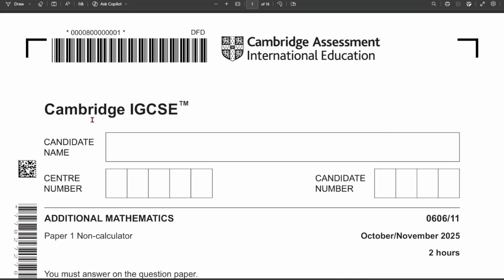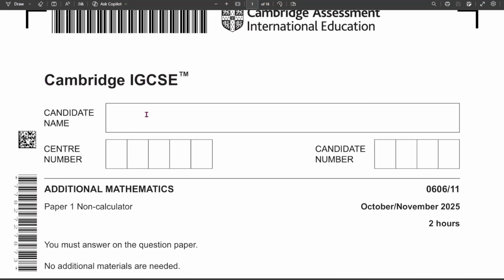Greetings viewers, in this video we'll go through Cambridge IGCSE Additional Mathematics Syllabus Code 0606. This is the Component 1 Paper 1, which is the non-calculator paper now. And this is based on the new 2025 syllabus of the paper just come out, October-November series, and this is the first variant. So paper 1 of 0606 for the October-November winter series of 2025.